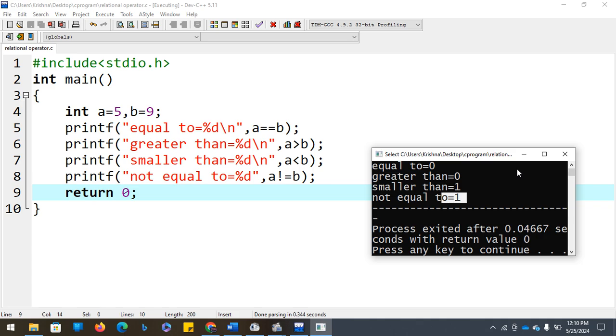Some more examples I'll give you when we talk about the control instructions in C program. For now, this was for today.